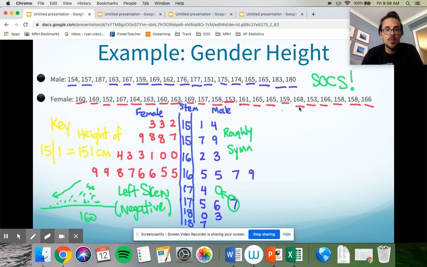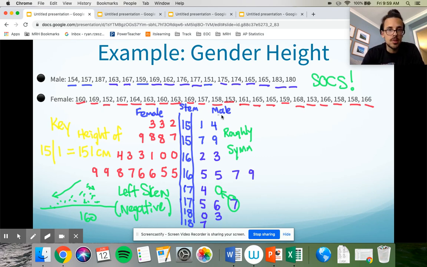In terms of outliers, we have not yet learned an official way to calculate outliers. That comes later in this chapter. So we're just using the eyeball test. Neither distribution appears to have any outliers. There are no numbers that are so far away from the others that they seem kind of crazy. 187 versus 183 just isn't that big of a difference in my opinion.